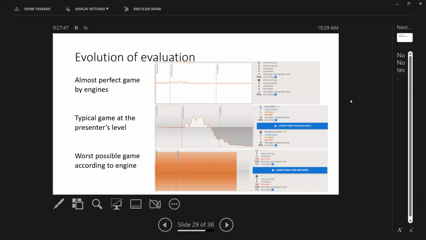That's not great. And if you look at the worst possible game according to the chess engine, the average centipawn loss is about 2,000. So you can see about 20 pawns worth of advantage per move on average, according to the computer. If any of you wants to see this game or wants to learn how to play like this afterwards, talk to me after the presentation.